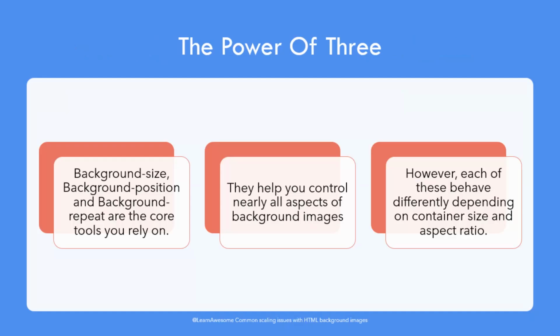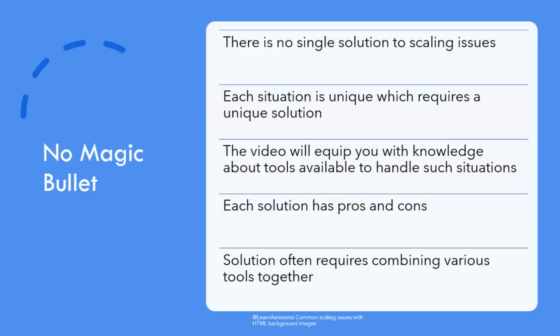These three properties are the core tools you'll rely on when working with background images. They help you control the image's size, position, and whether it repeats. But keep in mind, each of these properties behaves differently depending on your container's size and aspect ratio. As we have seen, these tools aren't a one size fits all solution.